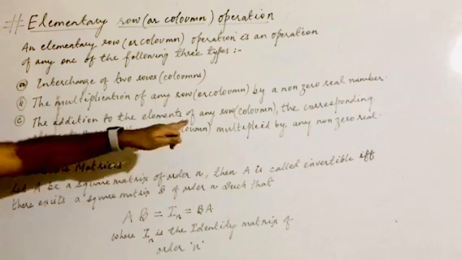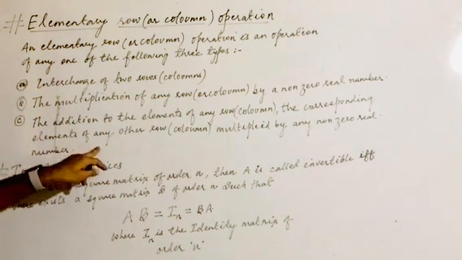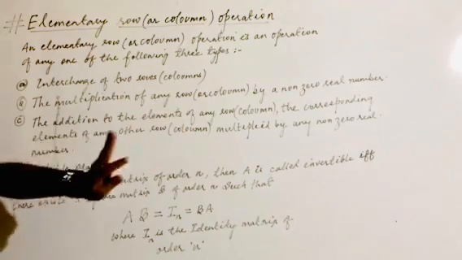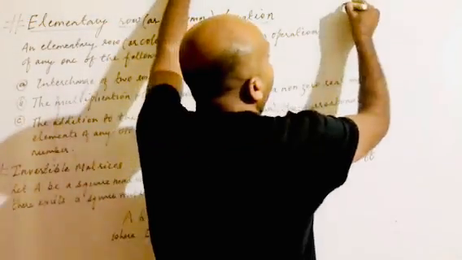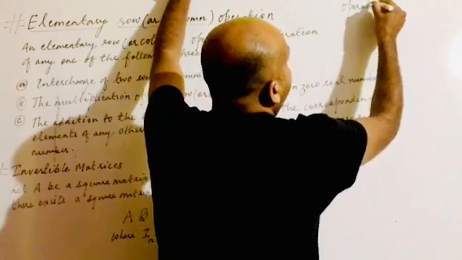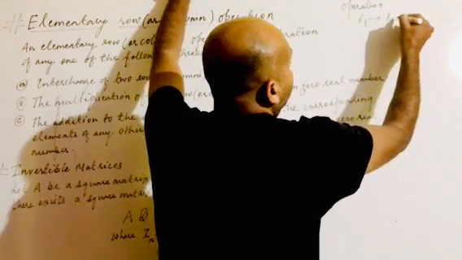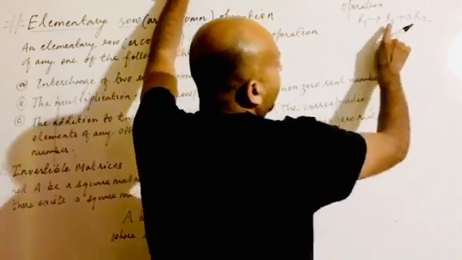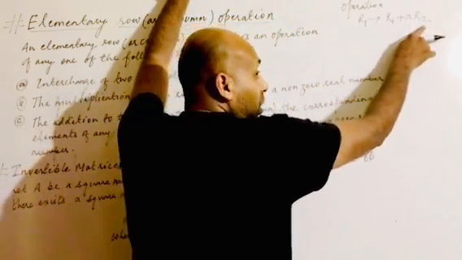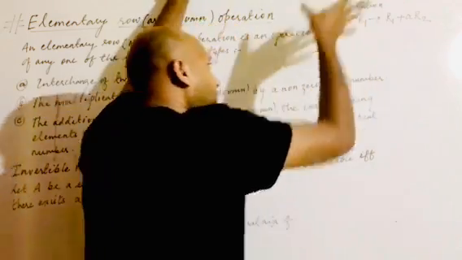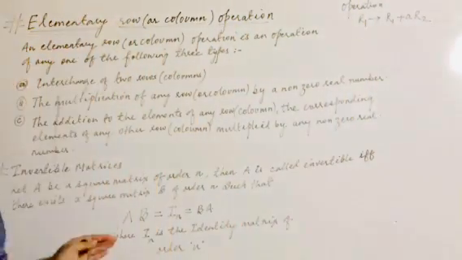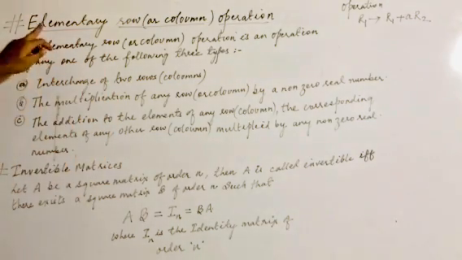For the third operation, again I am explaining: the addition to the elements of any row or column, the corresponding elements of any other row multiplied by any non-zero real number. Suppose I write the operation as R1 tends to R1 plus A times R2. Here one row is being added to another row which is multiplied by a scalar. If you see any of these operations in any matrix, they come under the category of elementary row operation, and if you apply them to columns, we call it elementary column operation.